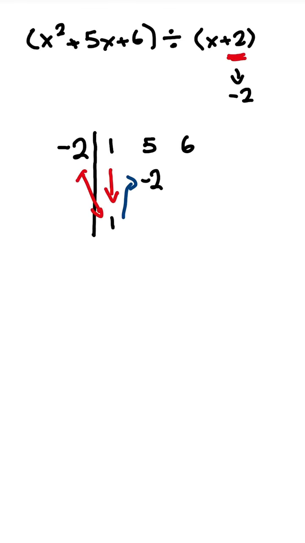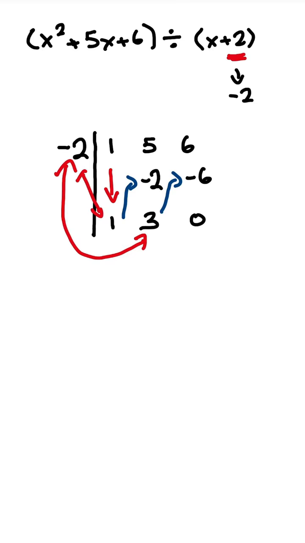Well, what is 5 minus 2? Simply going to be 3. We're going to put that below. And you can start to see a trend. Now we're going to look at negative 2 times 3. Well, that's going to give us negative 6, and we're going to put that here. Negative 6, and then what is 6 minus 6?